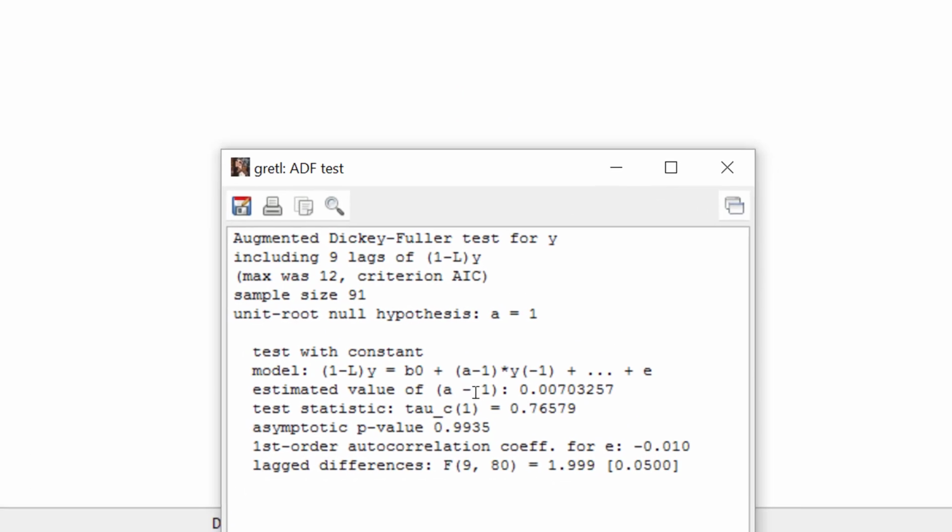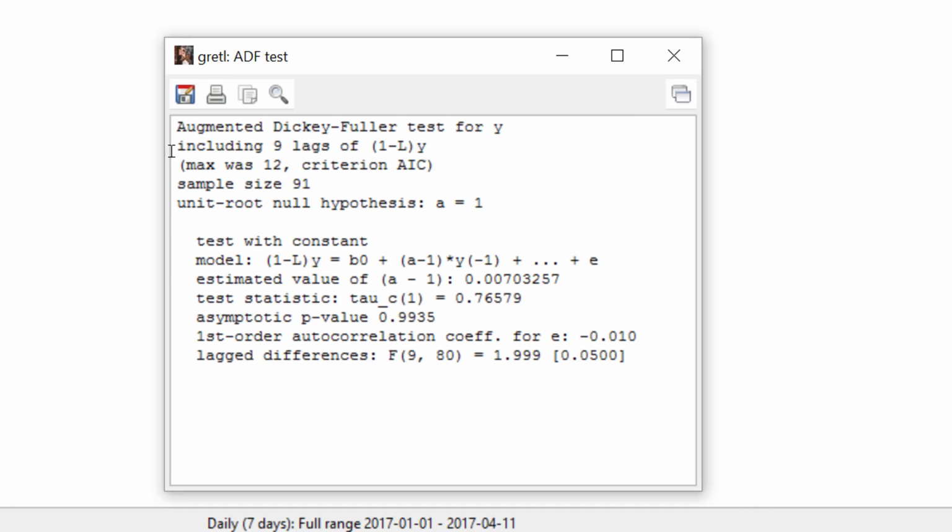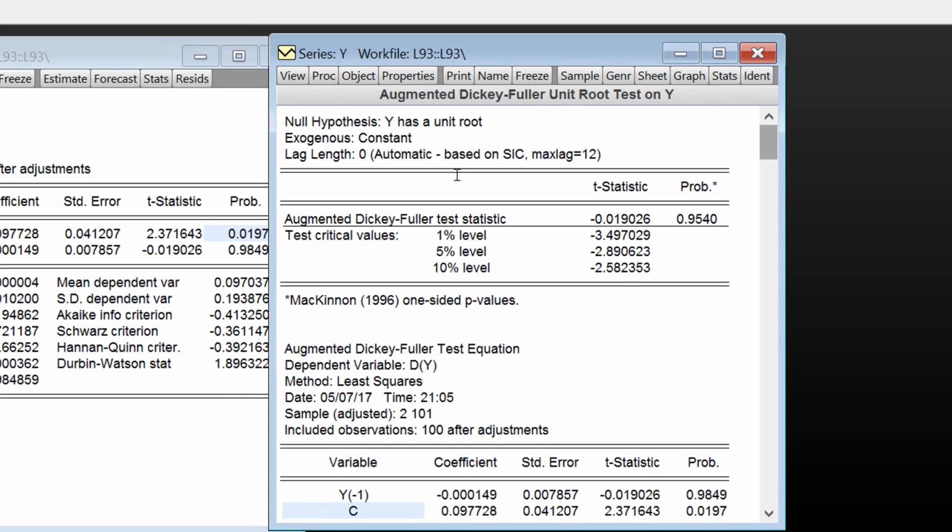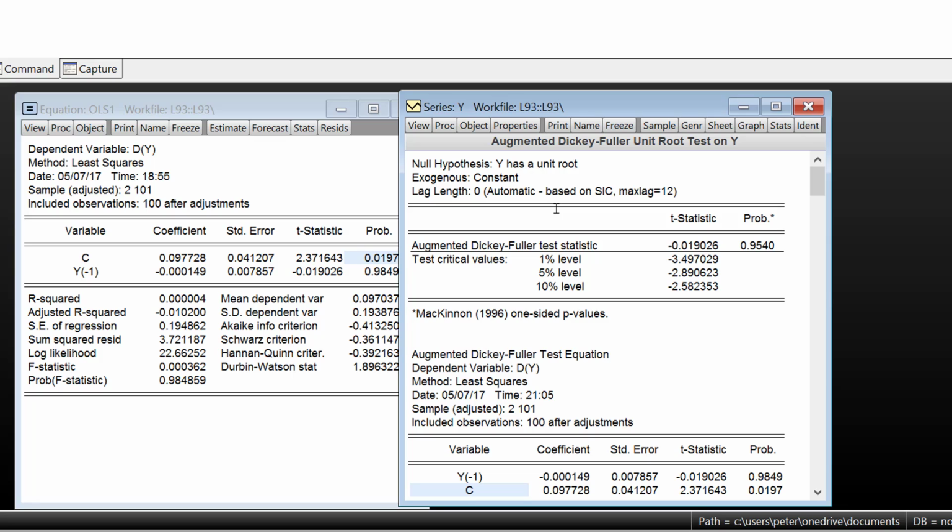So that was pretty horrible. It actually includes 9 lags. The correct choice, of course, being 0. There are actually a lot of possible reasons for this. One is that the default criterion is the Akaike information criterion, while in eViews the default is SIC, the Schwartz information criterion. And I also think that they use a slightly different method.